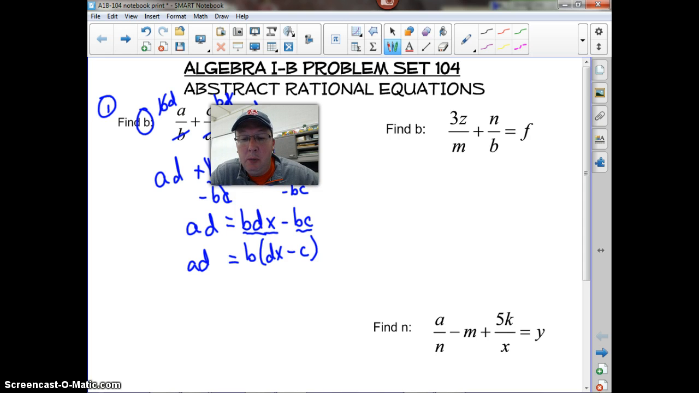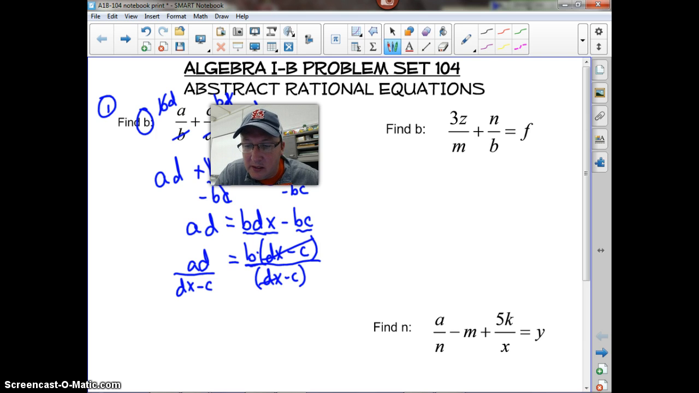Okay? So now we're a little bit closer. We have one last step to get this B by itself. And that is, I need to get rid of this DX minus C. Well, I need to look at what operation is happening between B and that group of parentheses. Well, they're being multiplied. I need to undo that multiplication. So to undo that, I'm going to divide by that DX minus C. And I need to divide both sides by DX minus C.